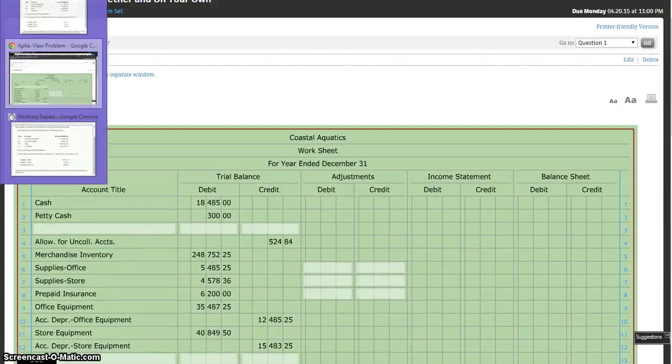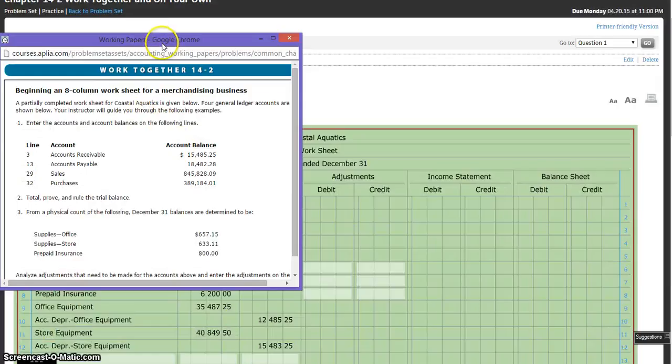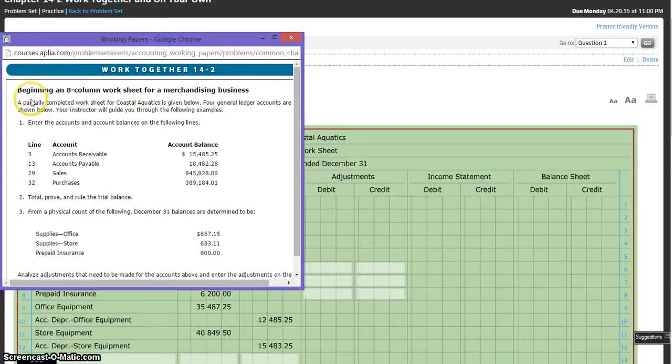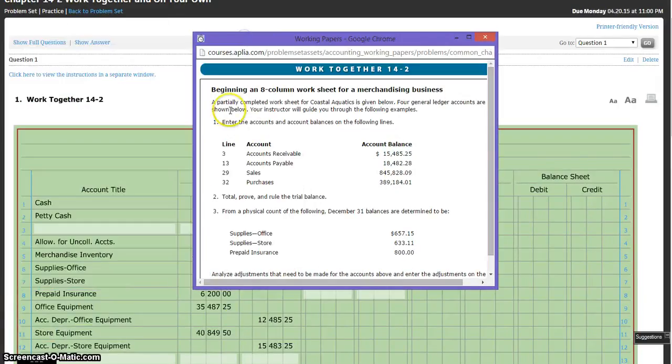So our instructions are here. We have an 8-column worksheet. It's partially completed. We're going to be entering the account titles and the account balances on the following lines. So they give us the line number, the account title, and then the account balance. What they don't give us is the normal debit or credit, so we have to remember the normal debits or credits of these different accounts here.